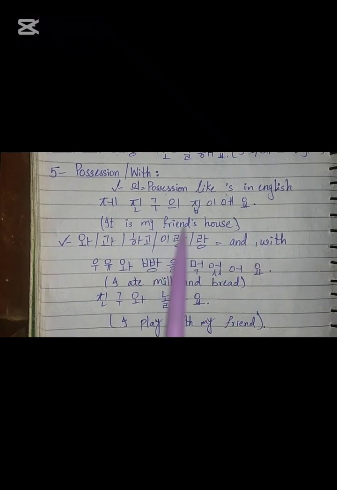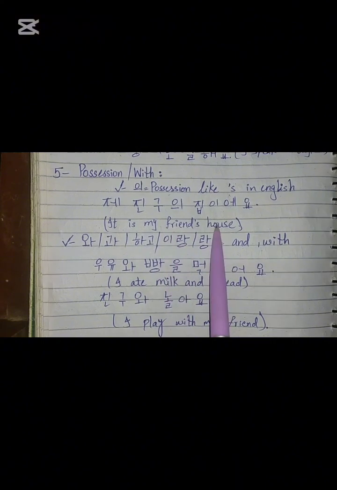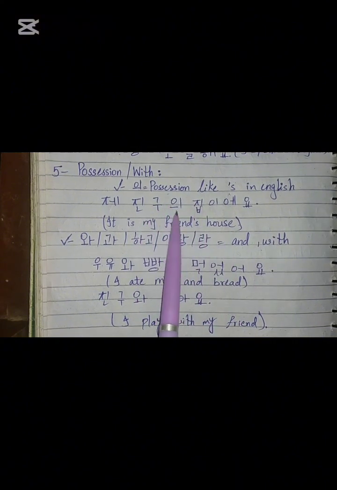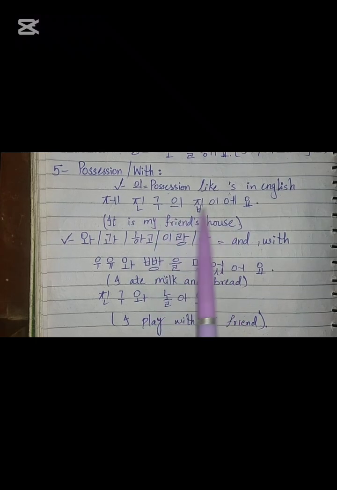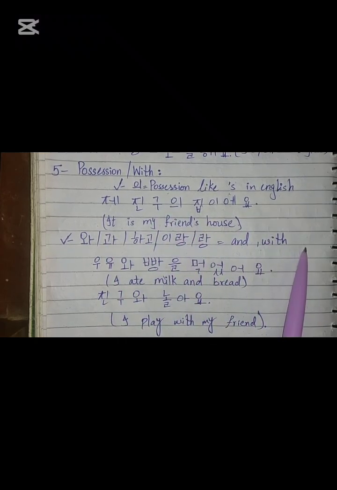Whenever we want to say my friend's, or it's hers, it's mine, it's like that. So we use 의. So 친구의 is friend's, and 집이에요. It is my friend's house.